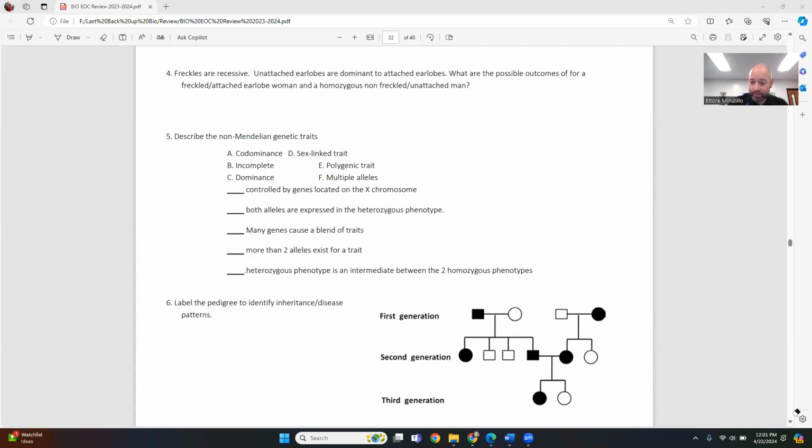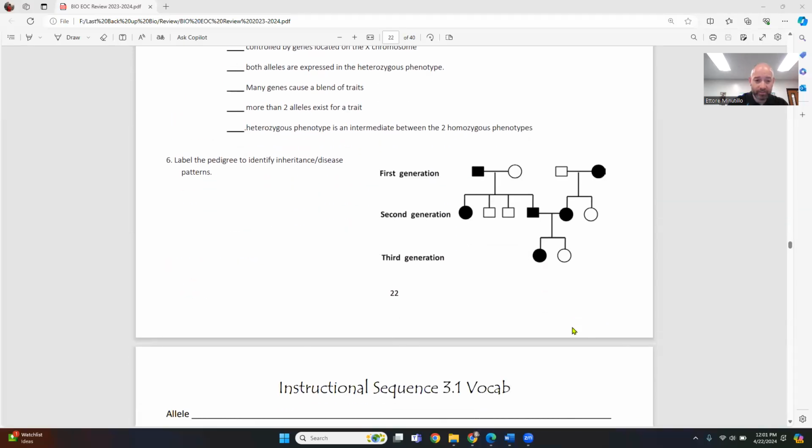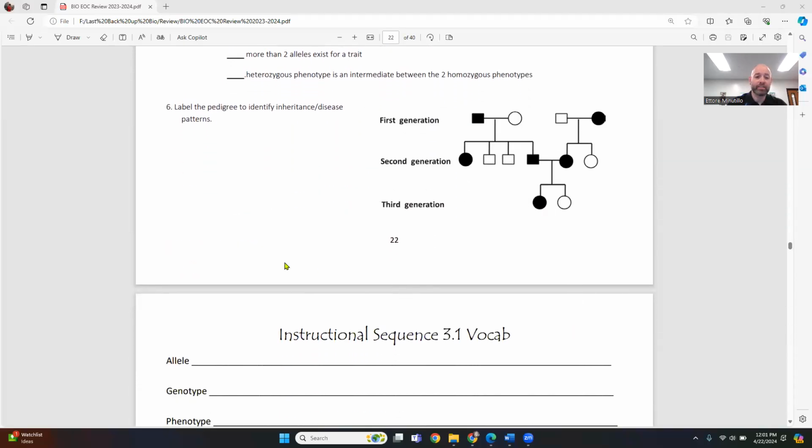We clear our drawings. I lose annotations to scroll. Oh, a pedigree. Label the pedigree to identify inheritance and disease patterns.